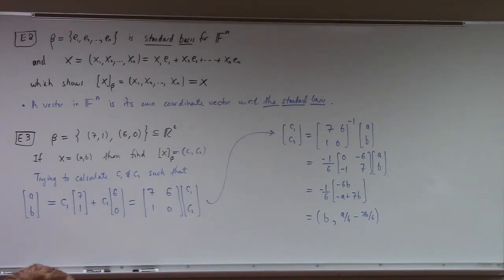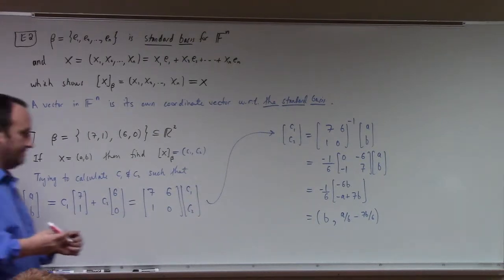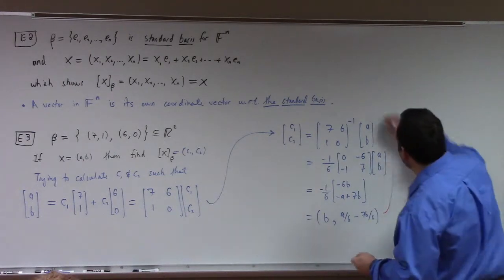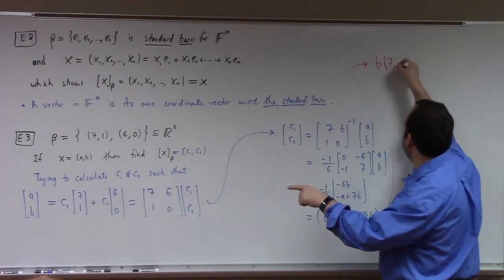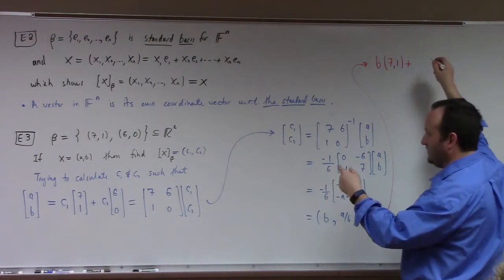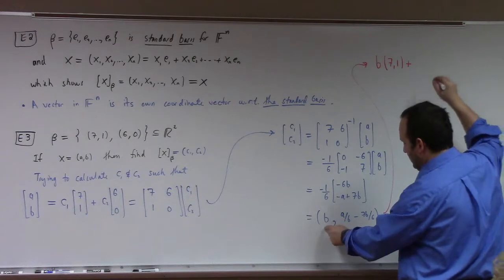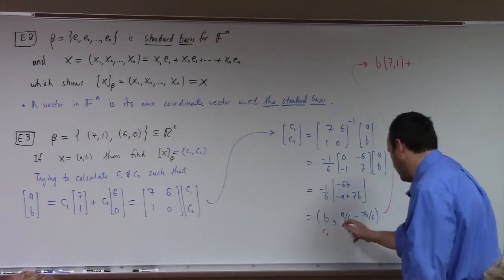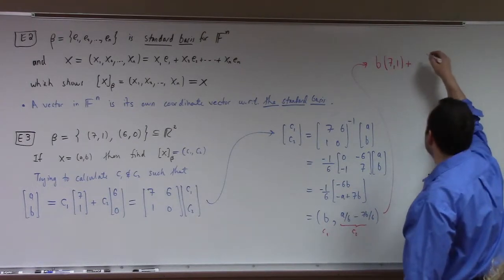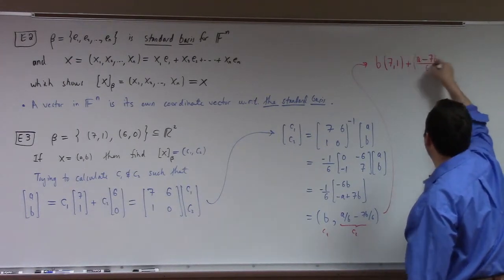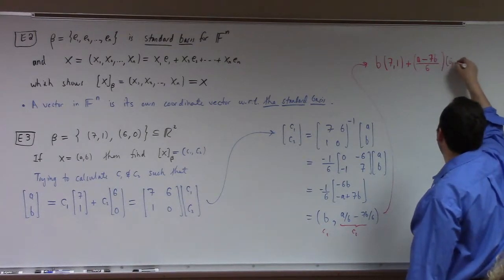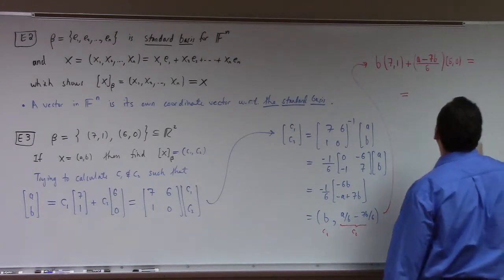Right? Now we can check our work. If we did this right, what should we be able to see? Well, that is true, but that's not where I was going. So how about b times what? B times 7, 1 plus, oh, listen to me, b. Oh yeah, C1 is b, right? This is C1. This is my C2. So C1 times 7, 1 plus, what was it, a minus 7b over 6 times, what was my second vector, 6, 0? Does that equal a, b?